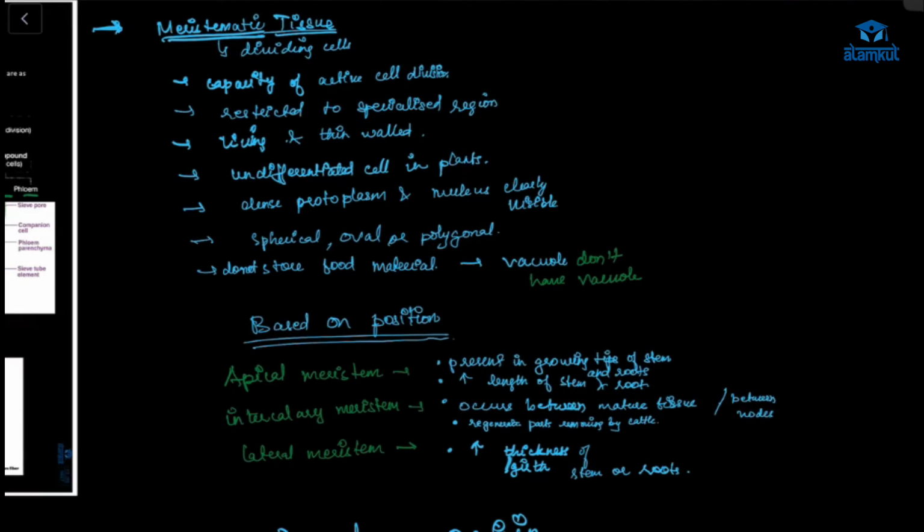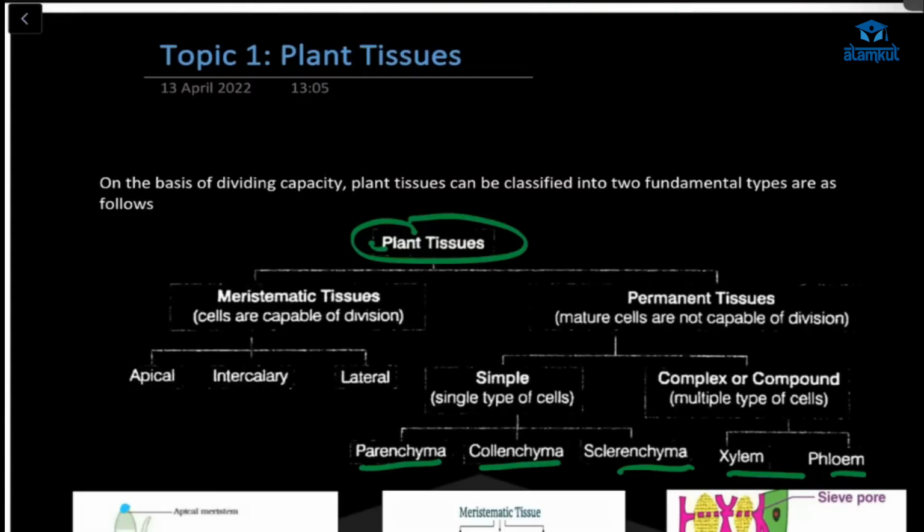Shazan. Meristematic tissues. What are meristematic tissues? Ma'am, they are dividing cells. Yes, they are dividing cells. Advika, what are meristematic tissues in the plant? I mean, in the plants.